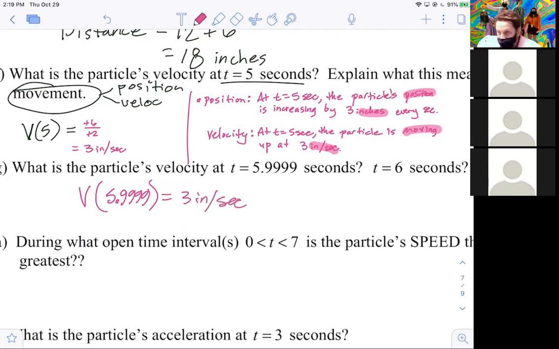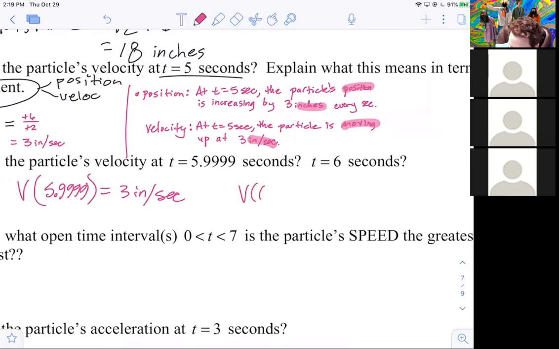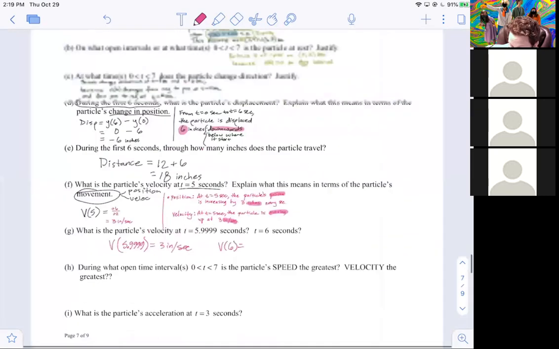Okay, so notation is everything. You don't want to just write down 3 inches per second. Okay, you don't want to do that. So either y prime of 5.9999 or V of that. And then at 6, V of 6 is what?